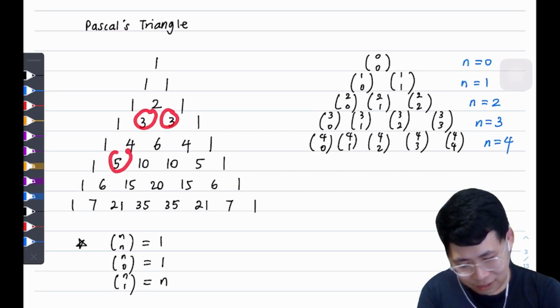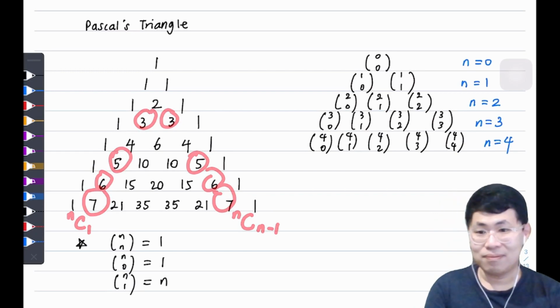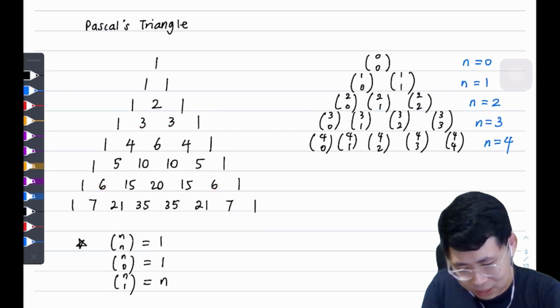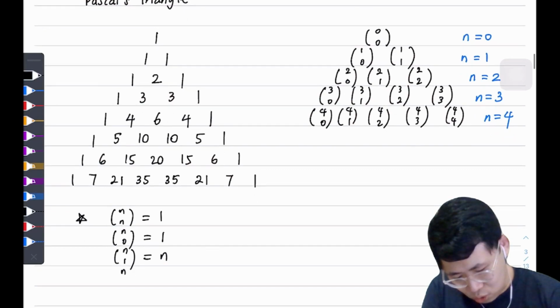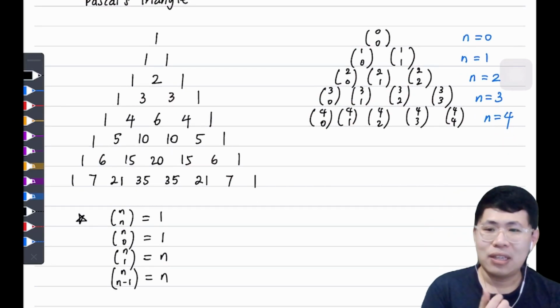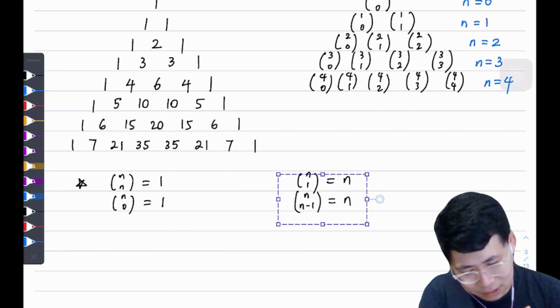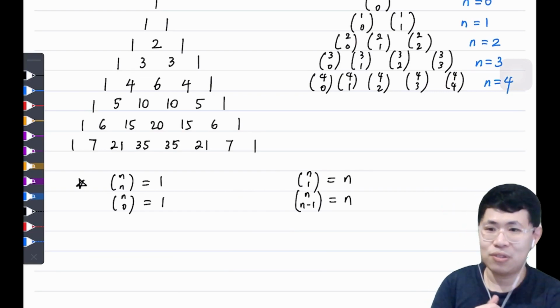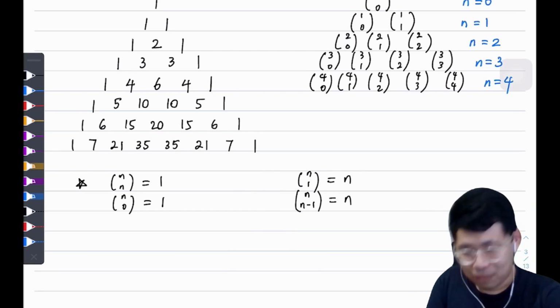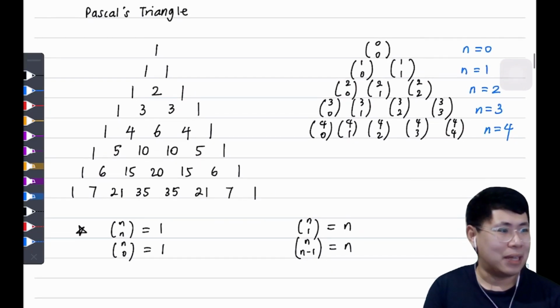And on the other side, because it's symmetrical, if this is n choose 1, this will be n choose n minus 1. So technically speaking, this is also n choose n minus 1, which is also equal to n. So here we have 4 very simple results from just observing Pascal's triangle.